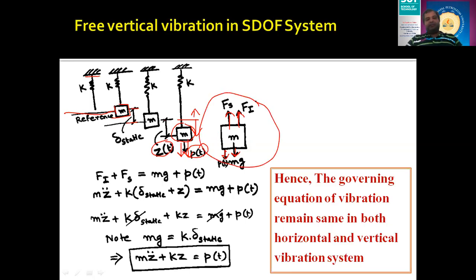If I consider the D'Alembert principle, then I need to consider that this system is in equilibrium. So Fi plus Fs, both these forces, equals mg plus P of t. The value of Fi is nothing but mass into the double derivative of displacement. This vibrating system has the displacement z of t, so I can take m z double dot. Now for the spring, I need to consider the value of Fs. The total displacement of the spring will be delta static plus z of t, and Fs is k into the displacement of the spring. So k into delta static plus z of t, or z, whatever you take, equals mg plus P of t. Now if you multiply k into this, it will come m z double dot plus k delta static plus k z is equal to mg plus P of t.